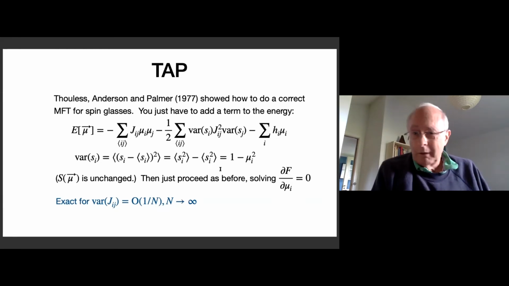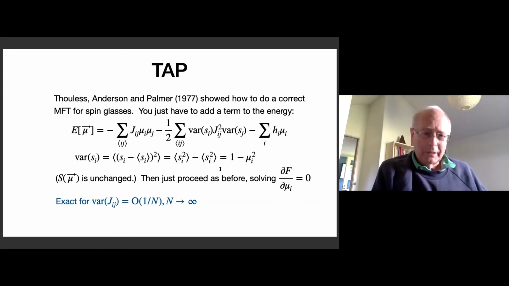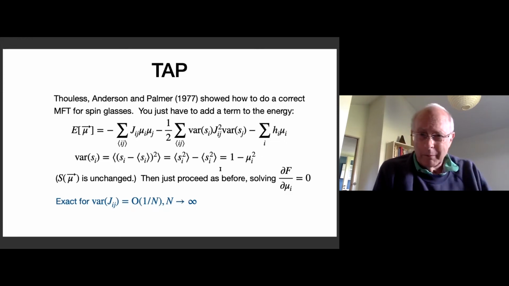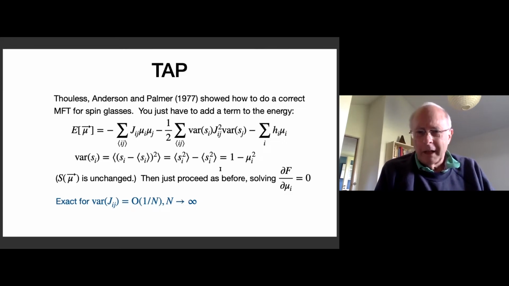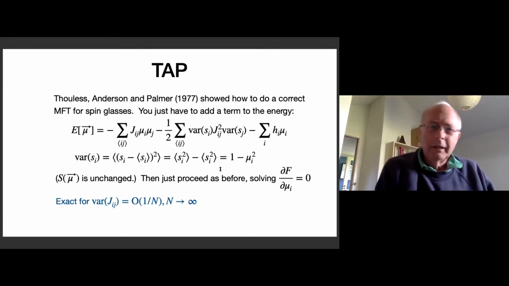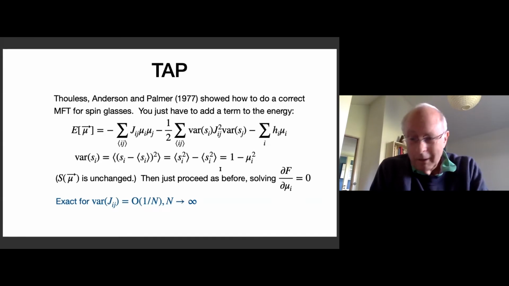You have to solve df/d mu equals 0, all n equations of it, for a particular sample. In the model they were looking at, where the variance is like 1 over n and n goes to infinity, this is exact. You don't have to go any farther. But in general, you could look at higher order terms in this, and ask Yasser how to do that, because he's an expert on that.